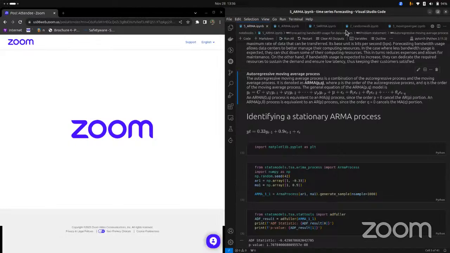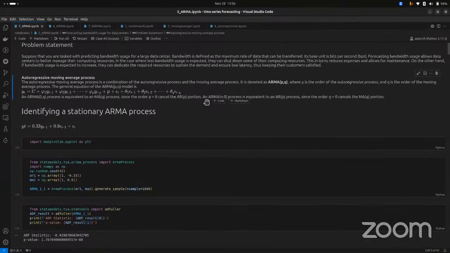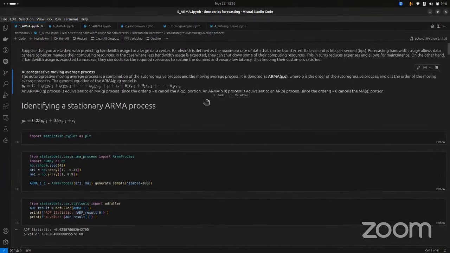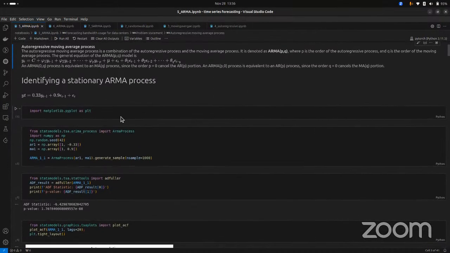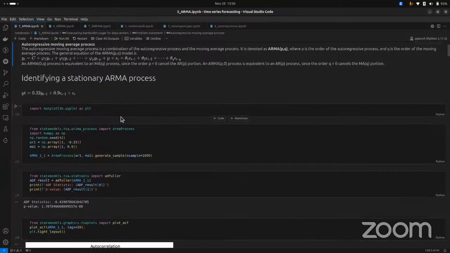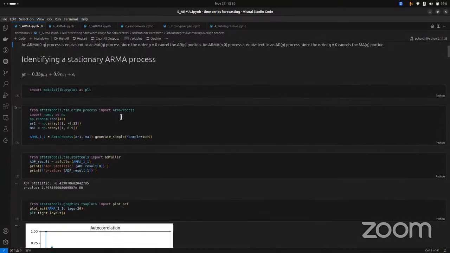I think I can remove this zoom from here. So that's the autoregressive moving average process. Remember, for that we're going to have to find the P and the Q values. That's what we're going to be doing today, and along the way I'll also talk about the autoregressive process. So we have a recap.